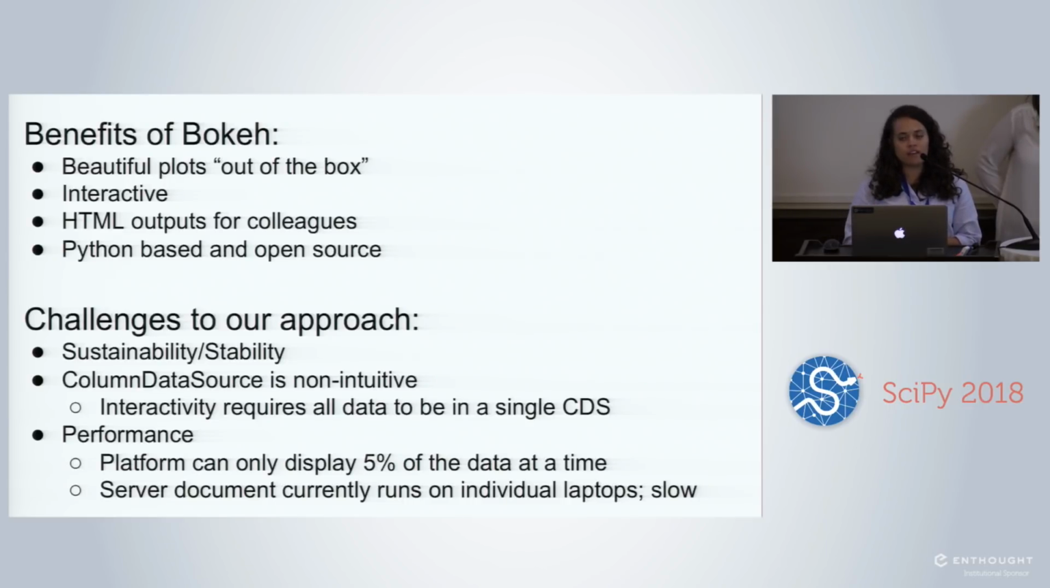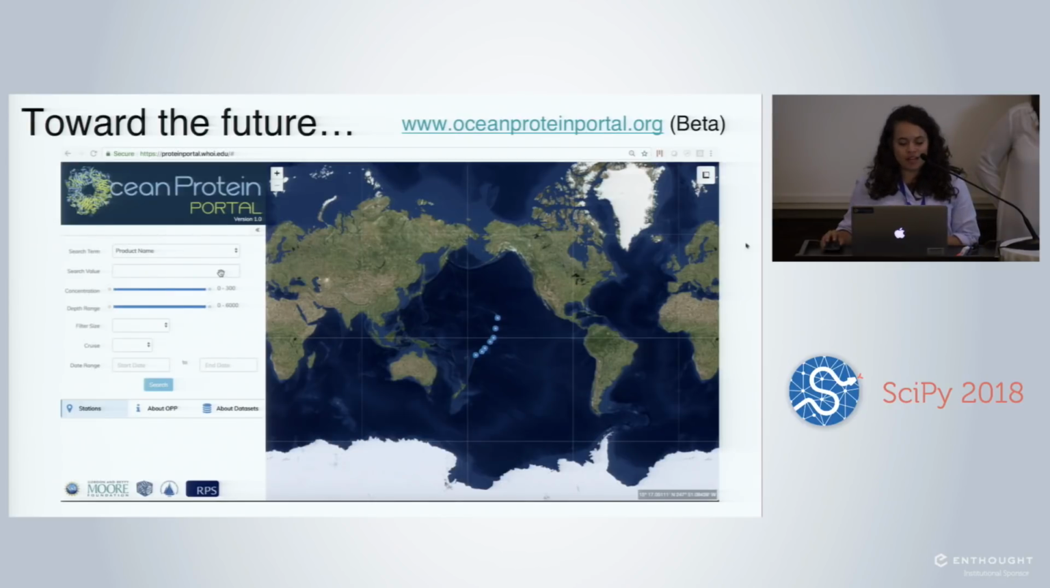And then, of course, I alluded to this before, but we really are pushing the limits of Bokeh run on my laptop, for example. So we can only display the top 5% of the data, but we really want to see those low abundance proteins since they're often the most interesting. So there's work to be done there for sure.